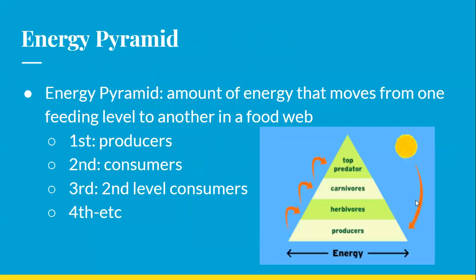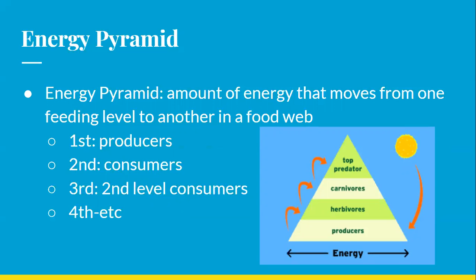Okay, now the energy pyramid. A diagram called the energy pyramid shows the amount of energy that moves up from one feeding level to another in a food web. Each step in a food chain or food web is represented by a level within an energy pyramid. Producers have the most available energy, so they make up the base of the pyramid, from the producers to the first level consumers to the second level consumers, and so on.